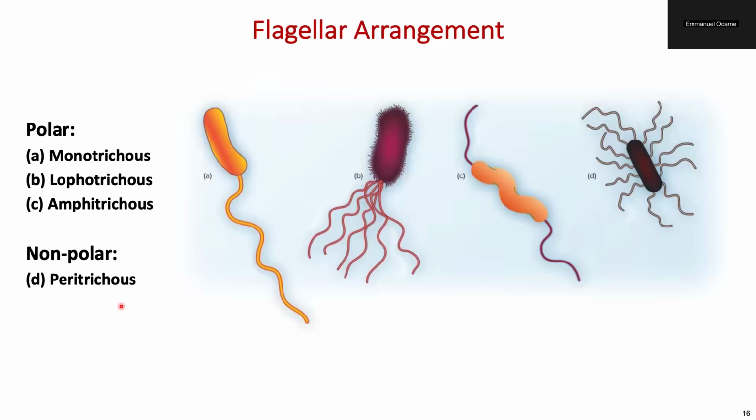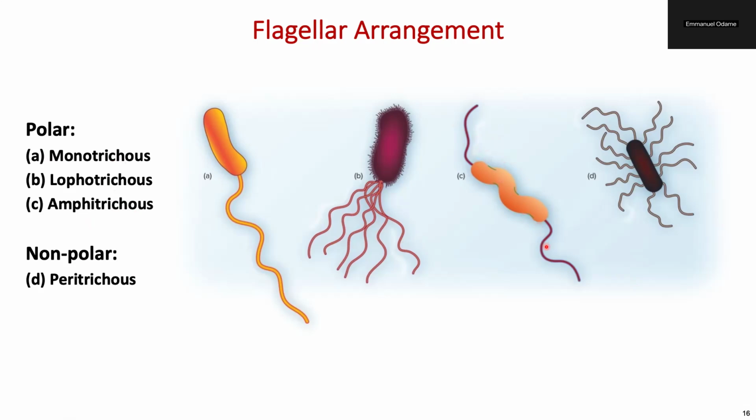So under flagella, we have different kinds of flagella arrangement. There are two groups: polar and non-polar. Under polar, we have the monotrichous, which, as we can see from here, is just one flagellum in one direction. Then we have the lophotrichous, which is basically having more than one flagellum, as we can see from here, still in the same direction. And then we have amphitrichous, basically having it on both directions of the bacteria.